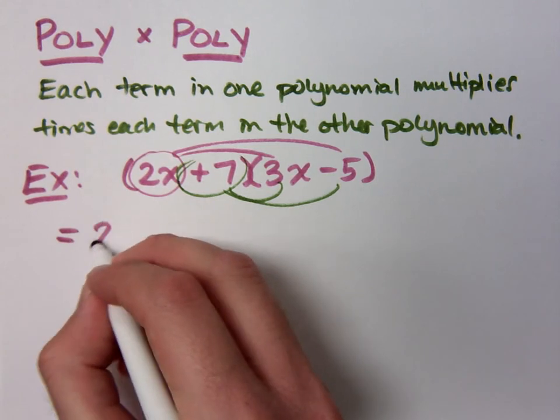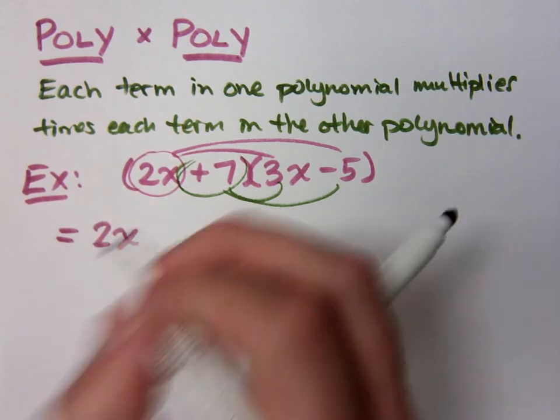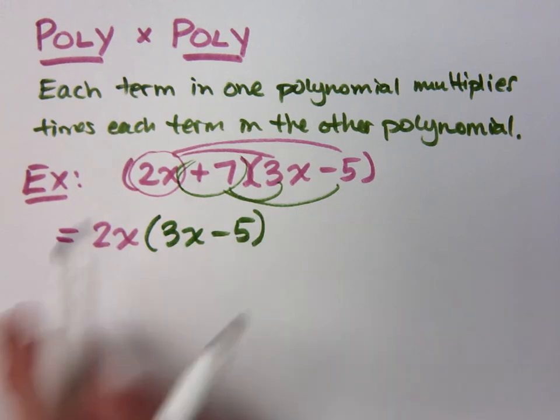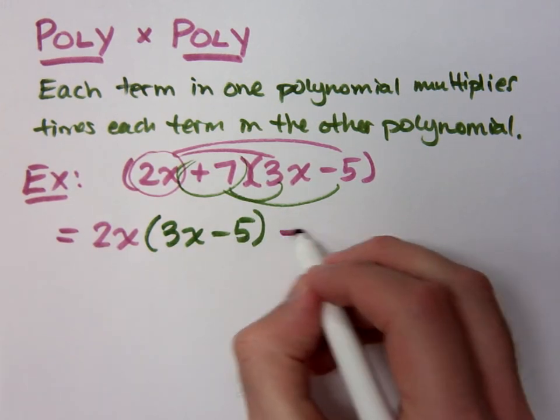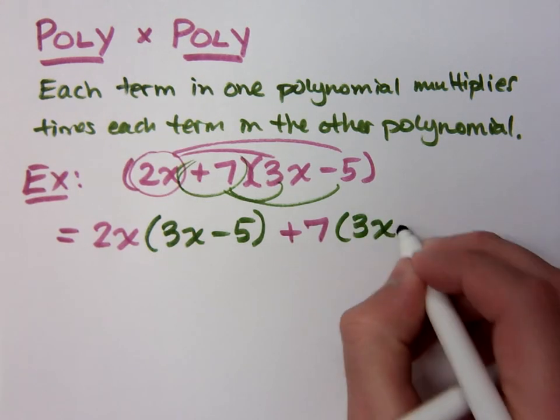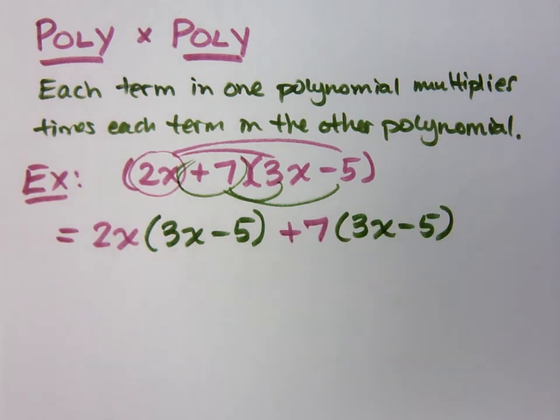So this is one way of writing this out. You're doing 2x times that group 3x minus 5, and you're also taking 7 times that same group 3x minus 5. Now there are several ways for multiplying polynomials, and we're going to go through all these different ways. You pick whichever one works best for you. It's all about how you organize your product, how you organize the terms.